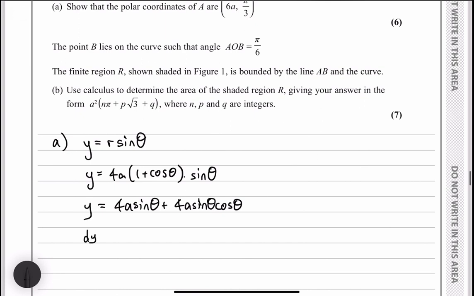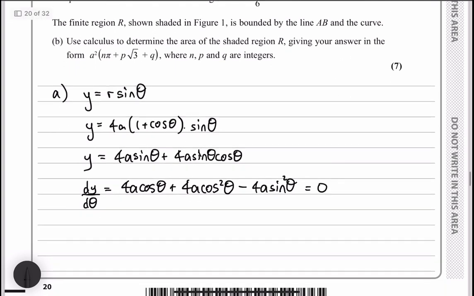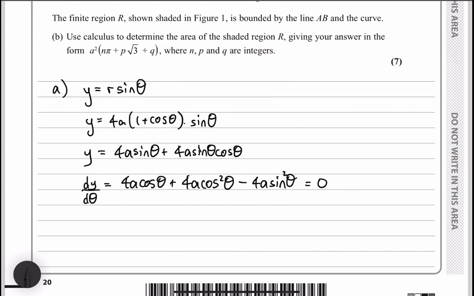And then differentiating this with respect to theta, 4a cos theta. Then we can use the product rule here. Differentiate the sine gives us a cosine, and we leave the cosine alone, so we get 2 of those. And then we leave the sine alone, and we differentiate cosine, which gives us minus sine, so that becomes a minus sine squared. Now this has to equal 0, so if I change my sine squared into a cos squared, we can use a quadratic formula.